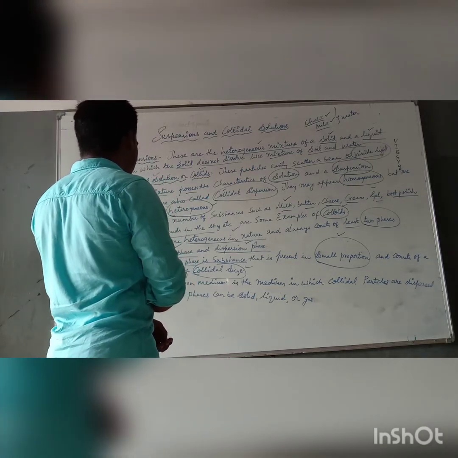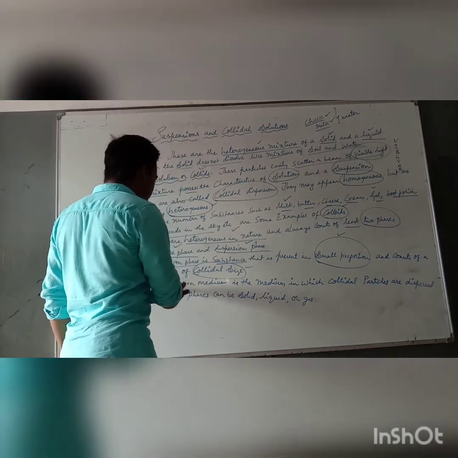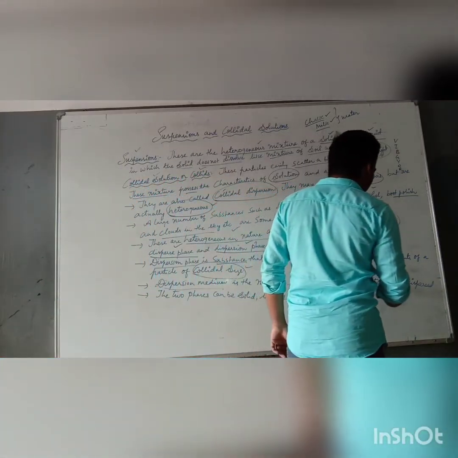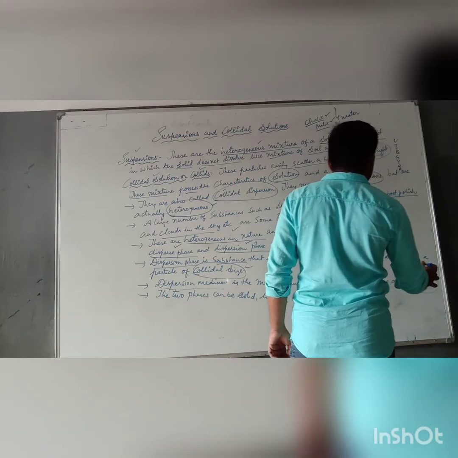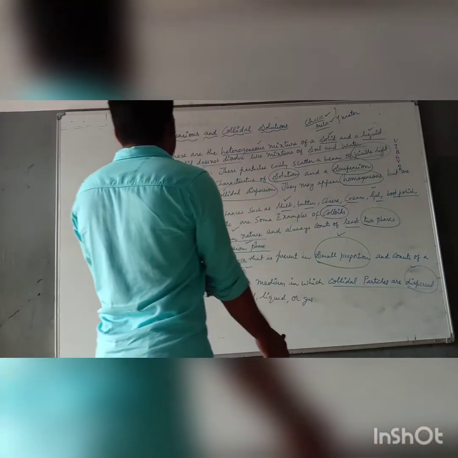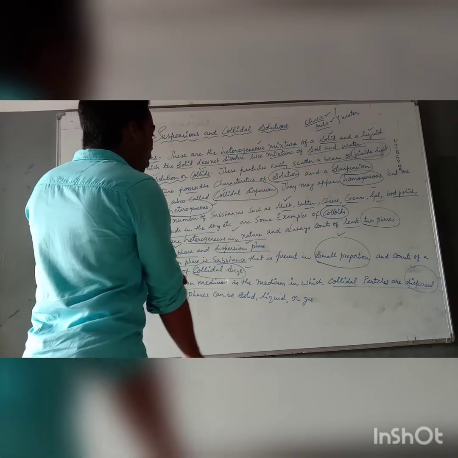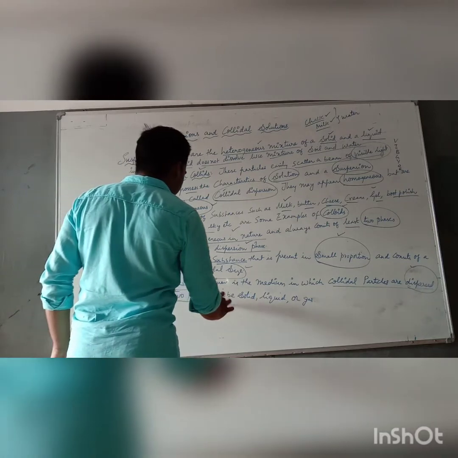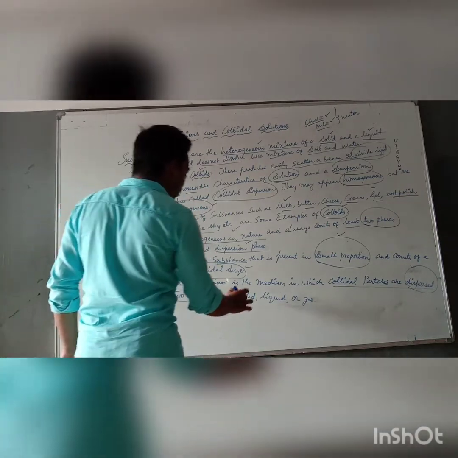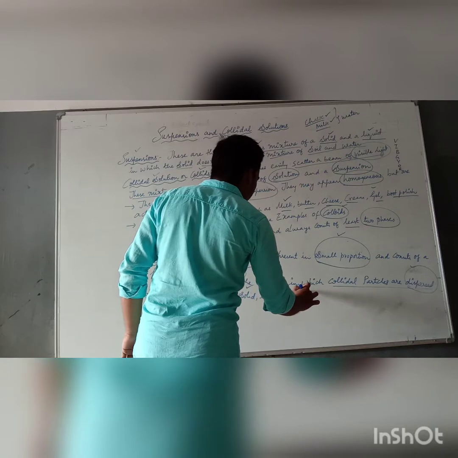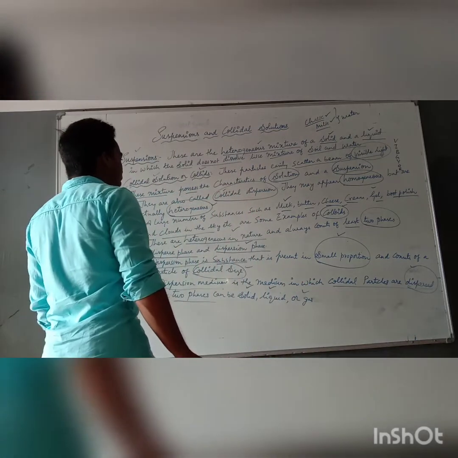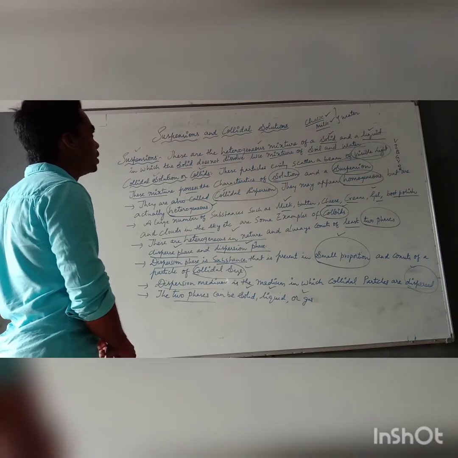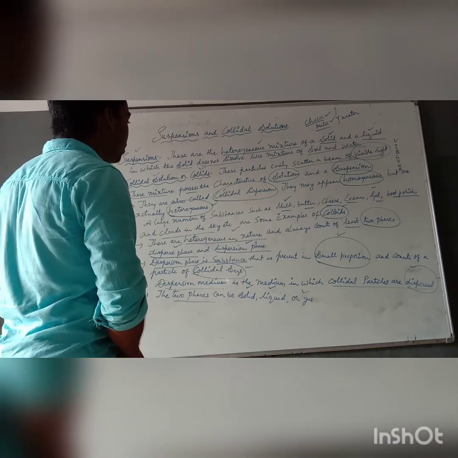The dispersion medium is the medium in which colloidal particles are dispersed and moving. The two phases might be solid, liquid, or gas. So this is about suspensions and colloidal particles.